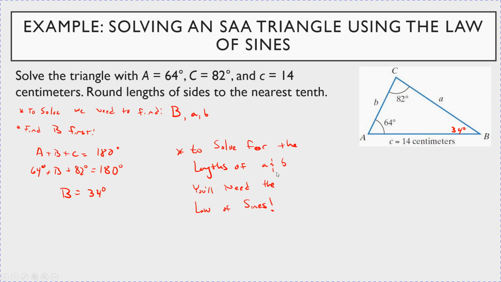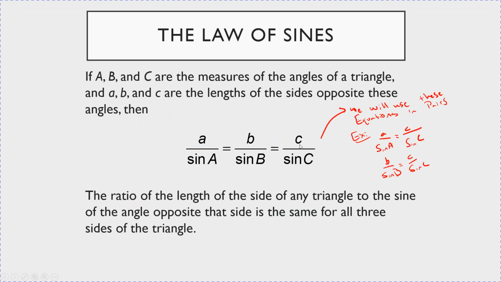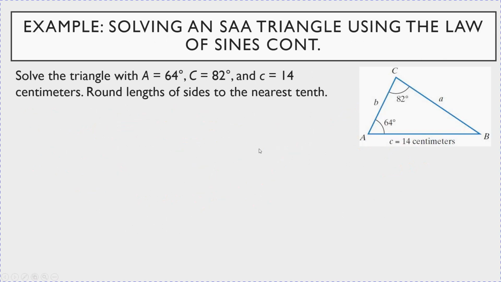We know right off the bat, look, I know C and sine of C. So I'm going to use that to help me find A and B, okay? And it doesn't matter which one you do first. All right? So I'll put this here so we have it. So let's find A. So here's what we have. We have A over sine of A is equal to C over sine of C.